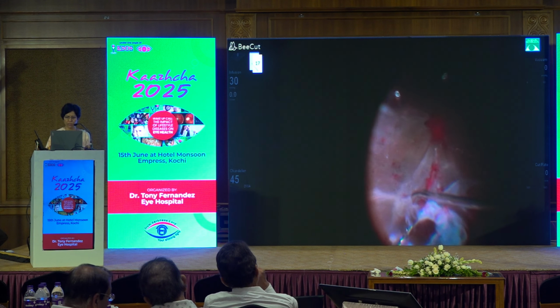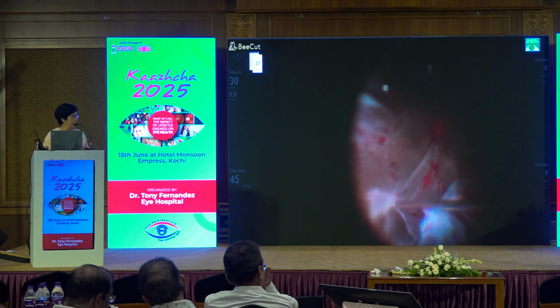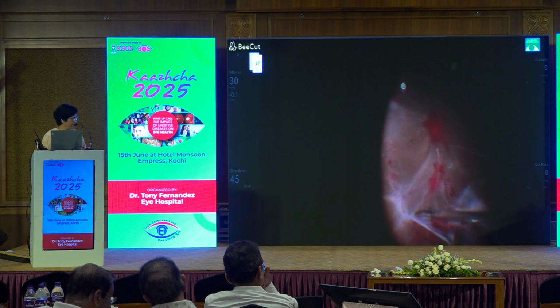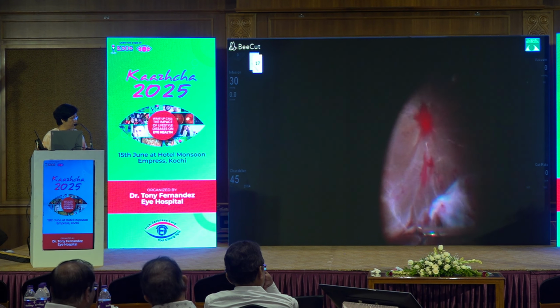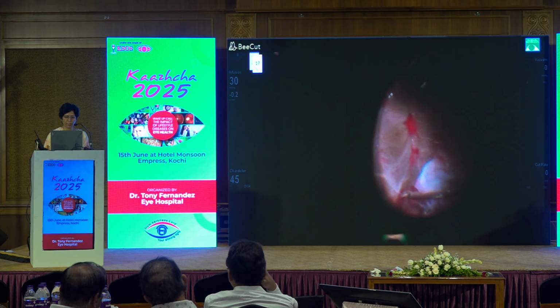So this is one patient with combined RD, and you can see the dissection is being done fairly atraumatic, with not much bleeding, not much retinal traction, no holes, no breaks created.